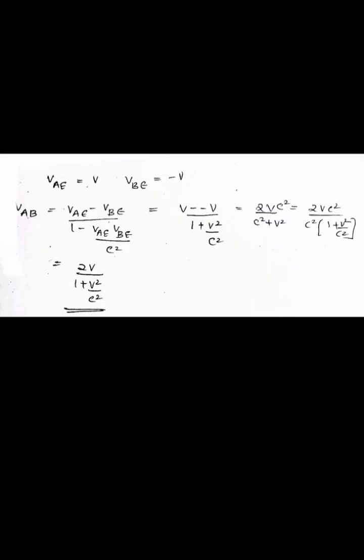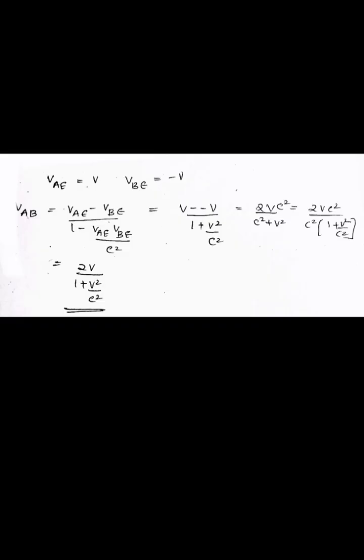Next question is, two particles A and B move with relativistic velocities of equal magnitude v but in the opposite direction along the x-axis of an inertial frame of reference. The magnitude of the velocity of A as seen from the rest frame of B is dash. So here VAE is equal to V, that is the velocity of the particle A with respect to Earth. This is B. So VBE is equal to minus V.